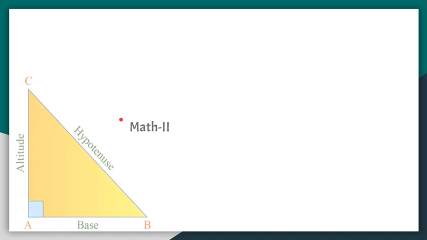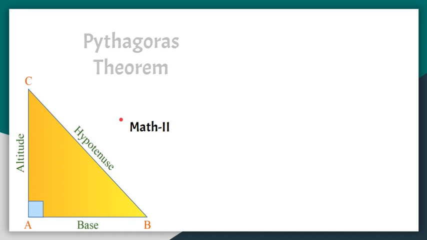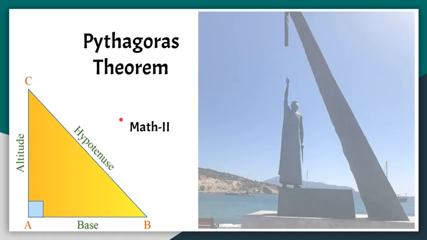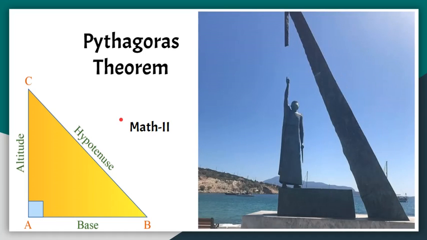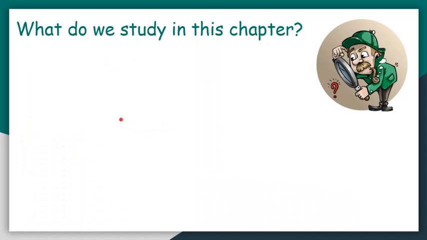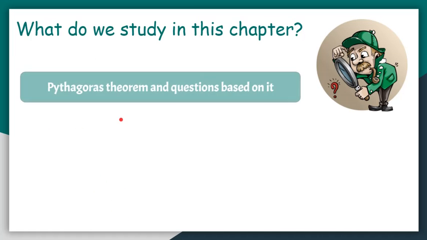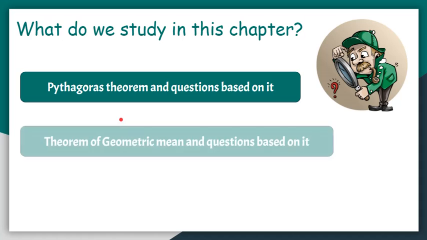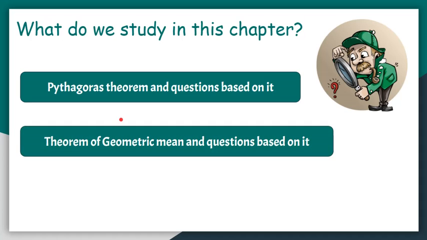Hello everyone, welcome to another Math 2 session in which we are doing the topic called Pythagoras theorem, which is a very famous theorem created by Pythagoras, and this monument is based on it as we discussed in the last video. As we know, in this chapter we are studying two basic objectives. One is the Pythagoras theorem and the other is the theorem on geometric mean.